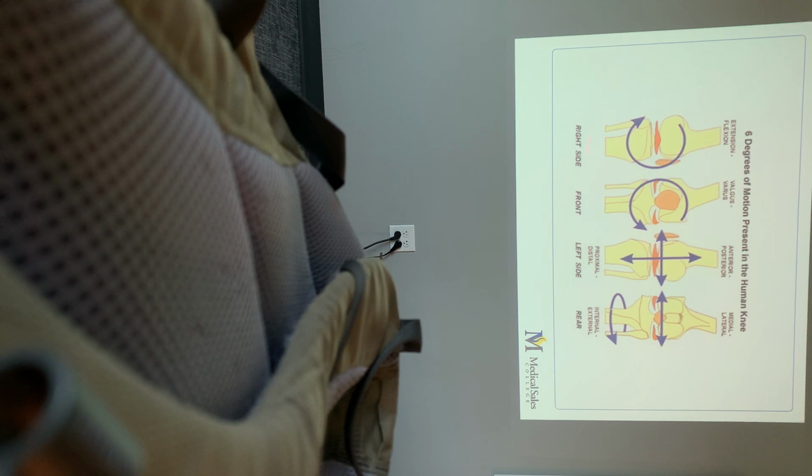And we know this, right? The 6 degrees of motion, very important. It's not a simple hinge. It's a very complicated knee. The knee is very complicated. And early on, when they were looking at hinge knees and trying to make them work, they were really running up against a wall because of all these motions.